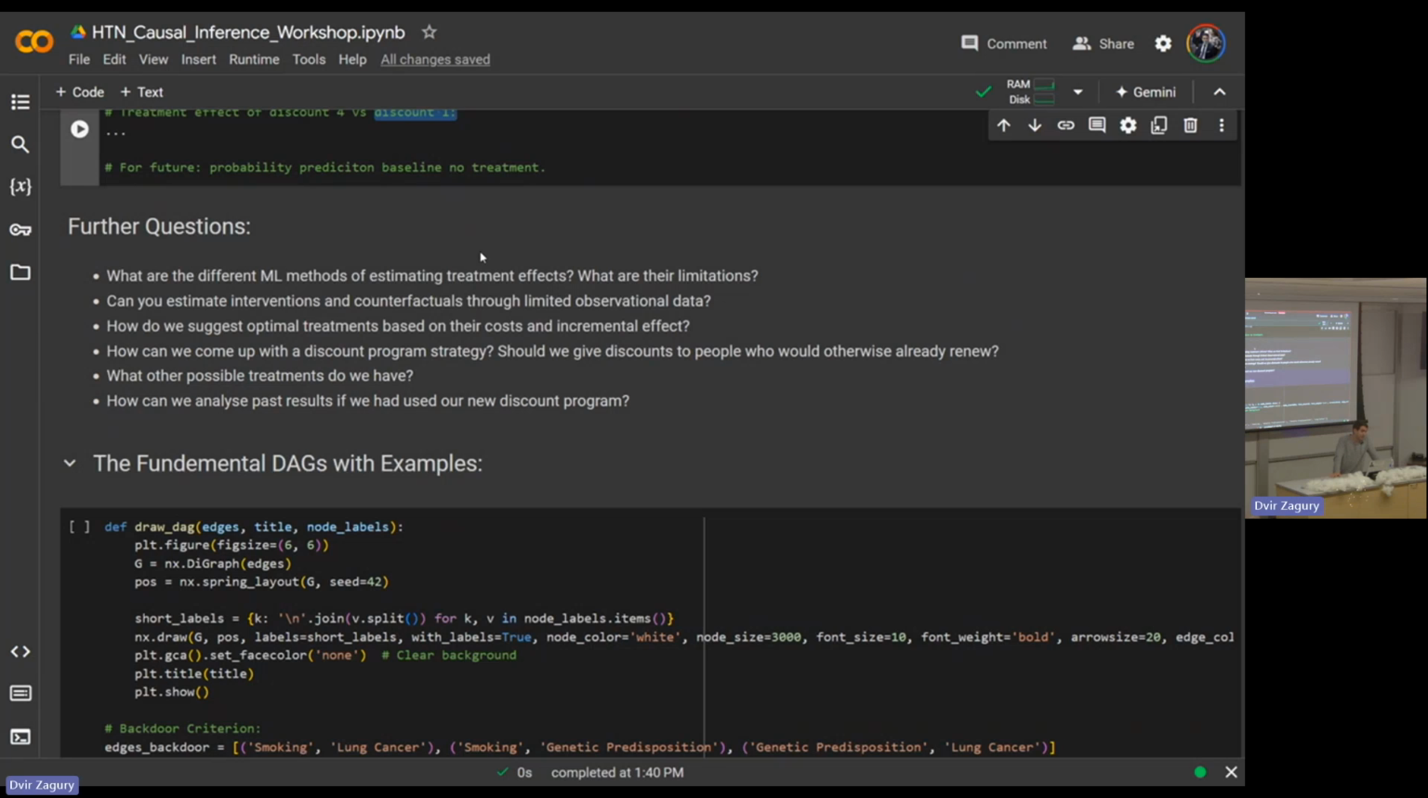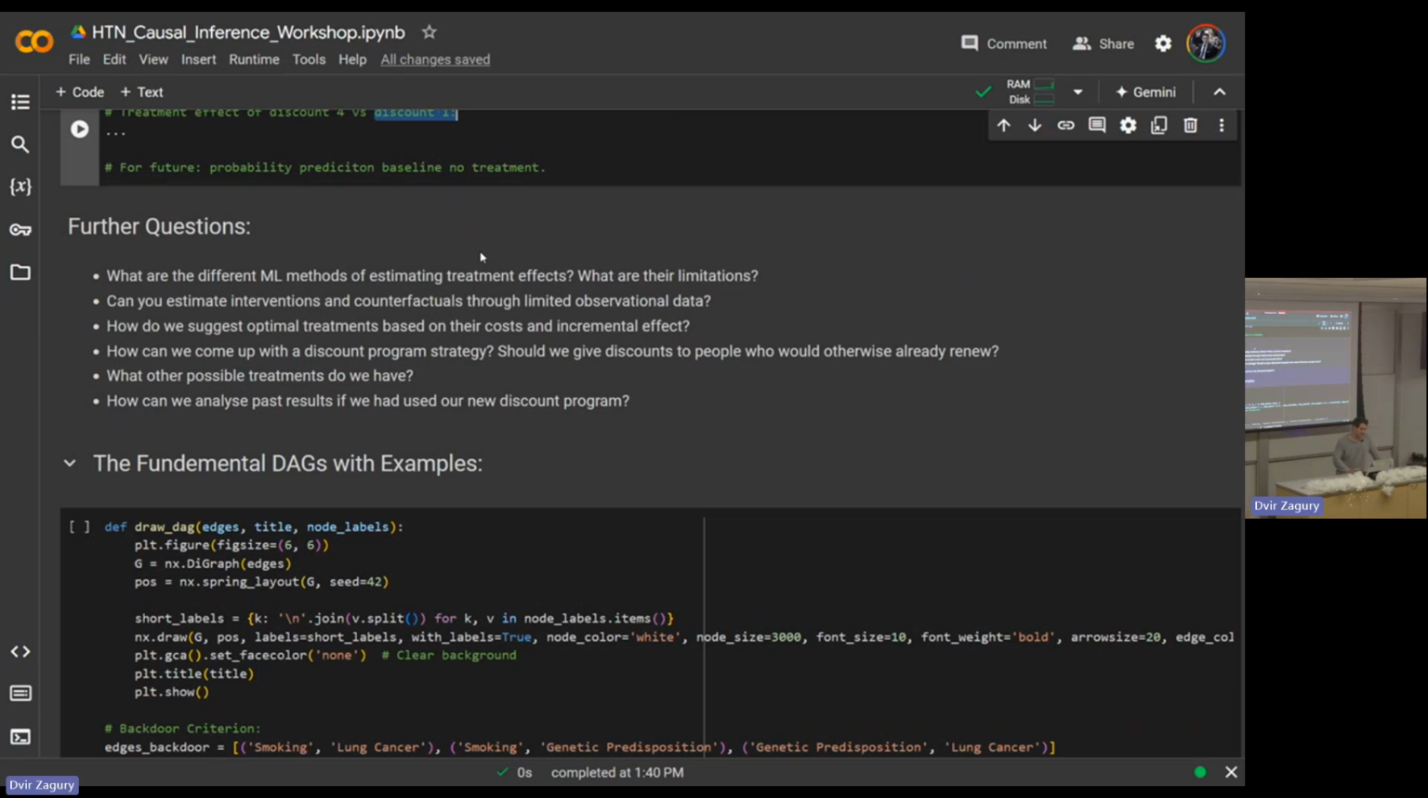And another important thing is we have our past results. We know what sort of renewal rates and discounts we gave people. What would have happened had we used the strategy that we just came up with in the past? What would be the results? These are the sorts of problems and questions you can answer with causal inference, and they're a lot harder, and sometimes you get the opposite conclusion if you're only doing predictive modeling.